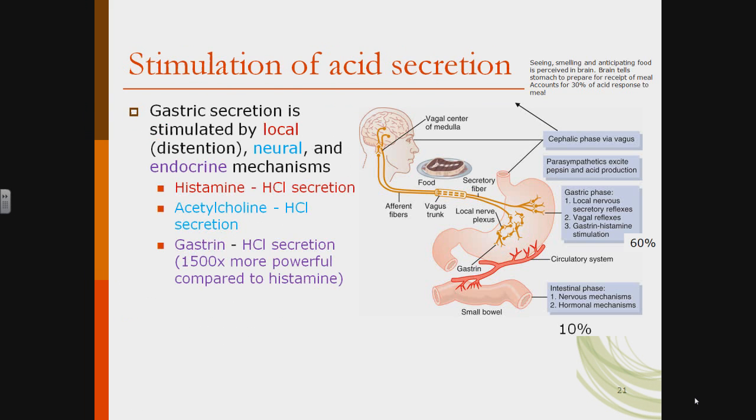What exactly can stimulate acid secretion? Well, there are three main phases. Look on the right side of the picture. There's a cephalic phase. Just seeing, smelling, and anticipating food is perceived by your brain. The brain then can tell the stomach to prepare for receipt of a meal. This accounts for 30% of acid response to a meal. This relay from the brain to the stomach is through the vagus nerves.